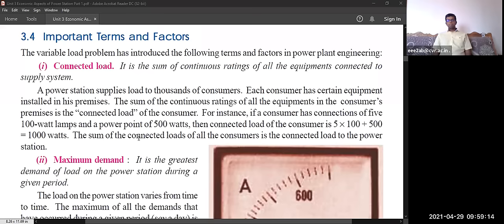So it is nothing but sum of connected loads of all the consumers connected to the power station. Like that, in your home, it might be this many kilowatt hour, or 100 kilowatt in a day. So if you go for many homes which are all connected in the particular substation, you can easily calculate what is the connected load approximately, as a whole. That is the connected load.